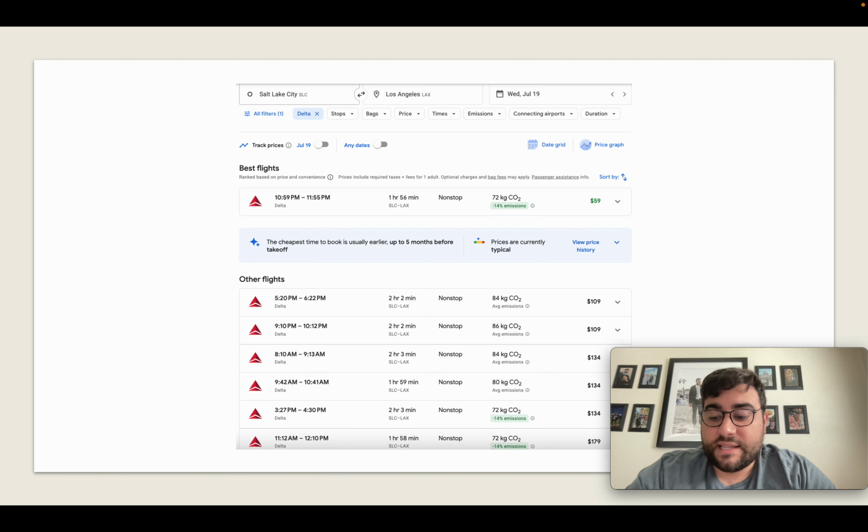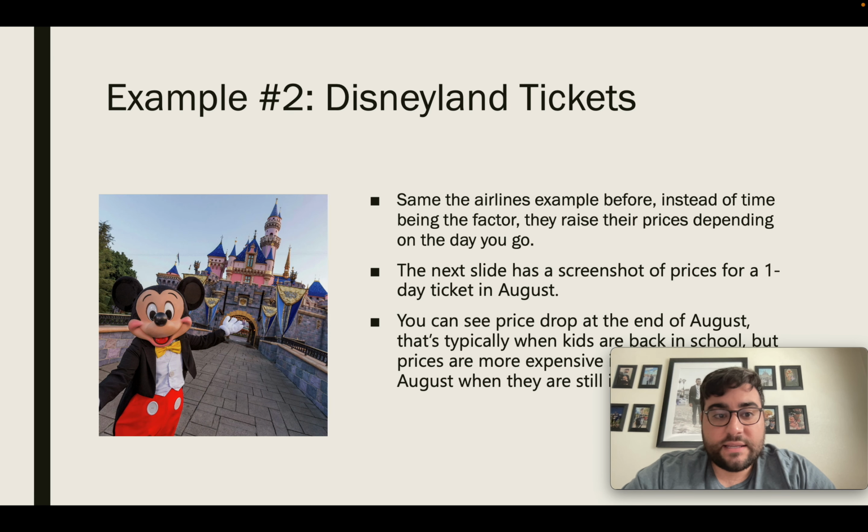Another example of price discrimination is Disneyland tickets. They have a lot of factors going into their tickets, like bulk pricing, so how many days you're going to be there. They give you a bit of a discount for the more time you spend at their parks. But there's also pricing depending on what day you go into the parks, and your age. Similar to the airline tickets, instead of the time, it's the day that factors into your pricing.